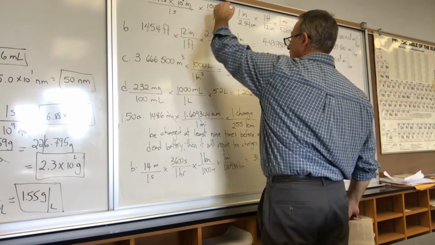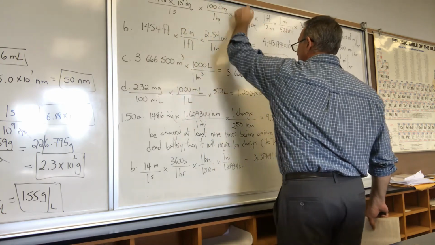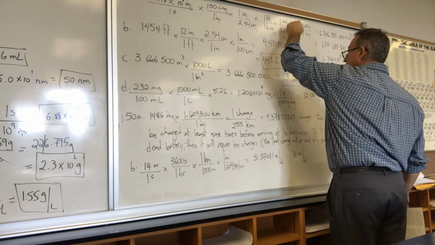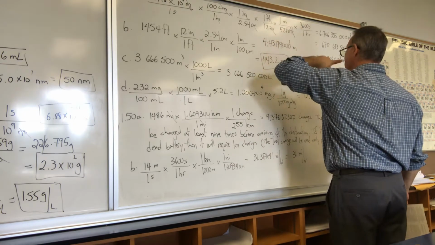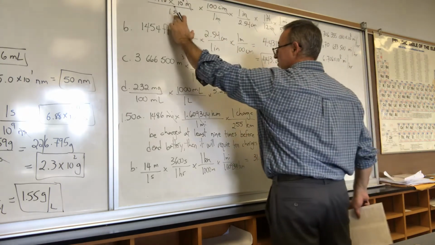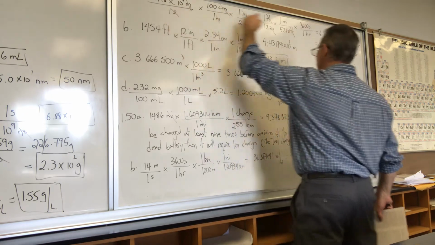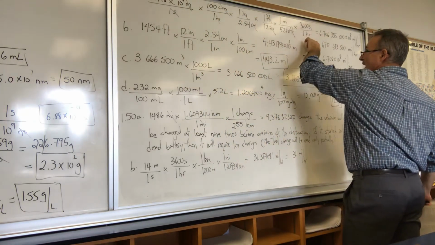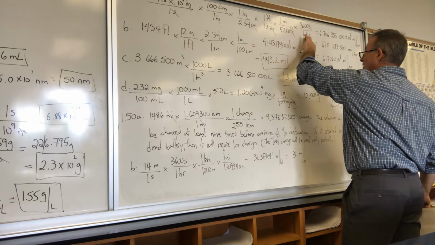Then I got rid of centimeters. Then I got rid of inches. Then I got rid of feet. And finally, I tackled the seconds. Seconds had to be canceled with 3,600 seconds per hour. So now I have miles per hour left over.